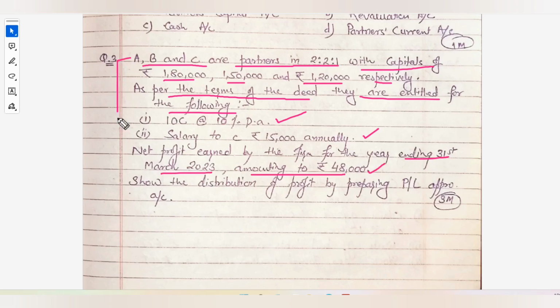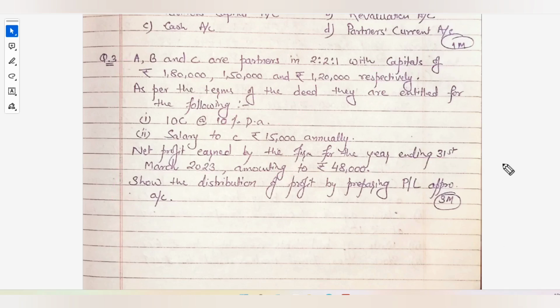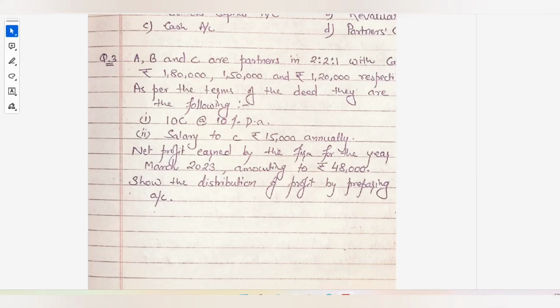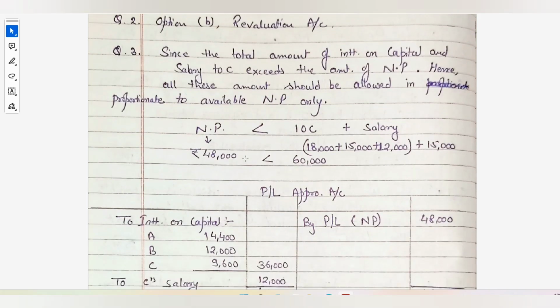At first look, this question seems very easy, because certain terms of the deed have been given, like interest on capital and salary, and the net profit is clearly given as rupees 48,000. Capital is also given as opening capital, because nothing is mentioned by way of dates or any other information. So it is a very simple question at first look. But while we calculate all the details, we will find something is not common. So let's have a detailed investigation of the question.